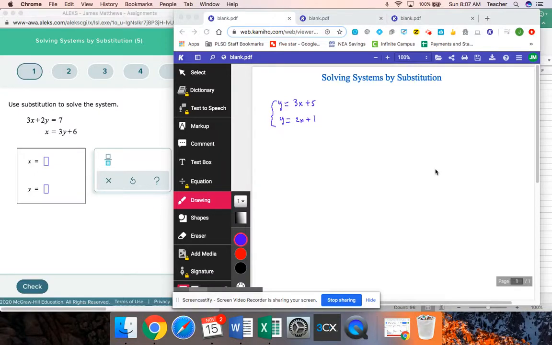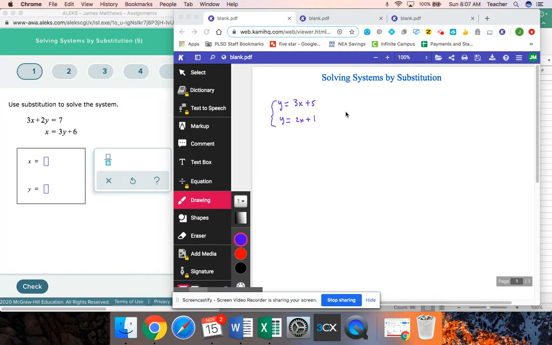I want to solve systems by substitution. In the last video, we did it by graphing. Sometimes when we graph, though, it's not going to be nice and neat, and you won't be able to tell exactly where the point is, especially if we're doing it by hand. So there's actually a couple of algebraic ways of going about it. The first way is to solve by substitution.